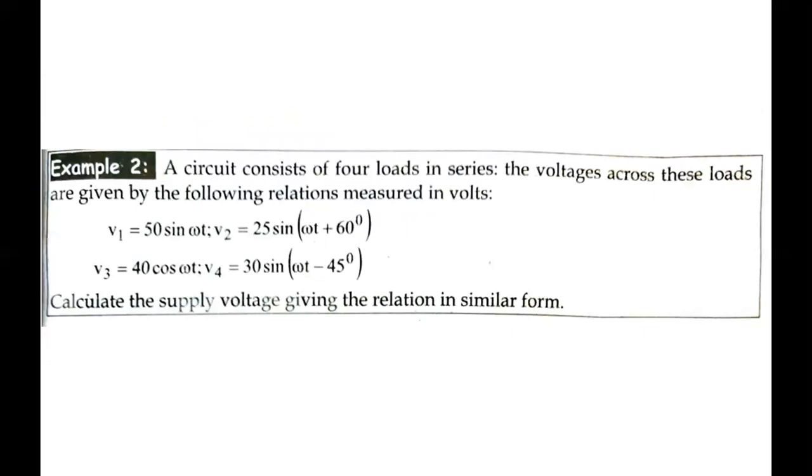Now to this problem. A circuit consists of four loads in series. The voltages across these loads are given by the following relations, measured in volts. V1 is equal to 50 sin omega t. V2 is equal to 25 sin (omega t plus 60). V3 is equal to 40 cos omega t. V4 is equal to 30 sin (omega t minus 45). Calculate the supply voltage, giving the relation in similar form.